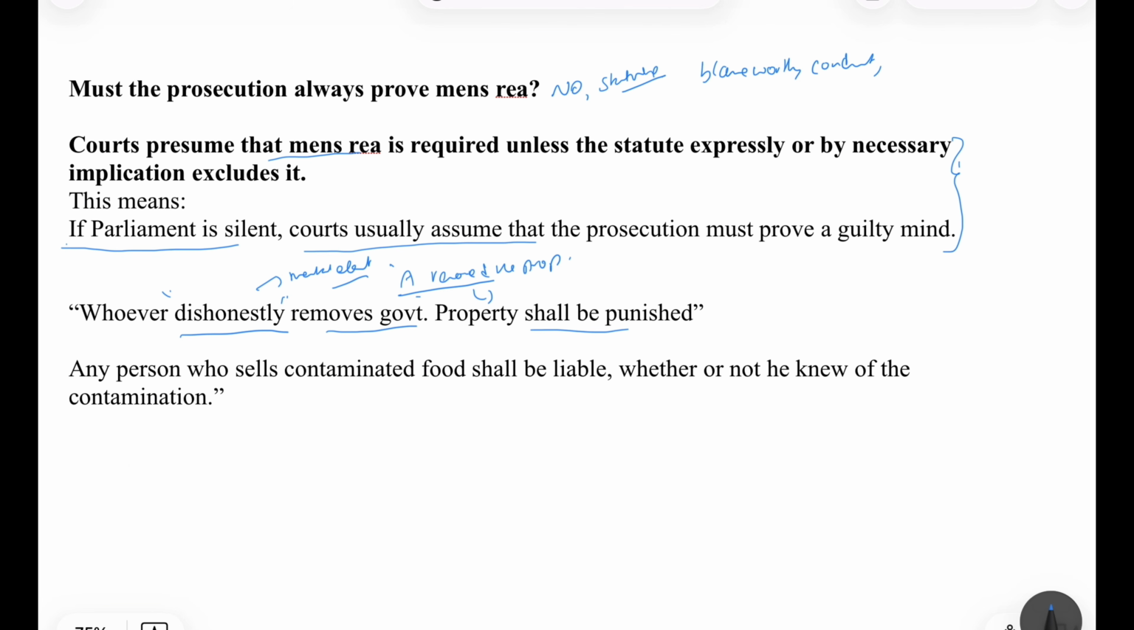Okay, suppose another statute says any person who sells contaminated food shall be liable whether or not he knew of the contamination. This means that now Parliament has made its intention clear. The prosecution only proves whether the food was sold and whether this food is contaminated or not. That's it. Here, it does not need to prove that the seller knew about the contamination or not. This is called the strict liability principle, strict liability offence. Okay.